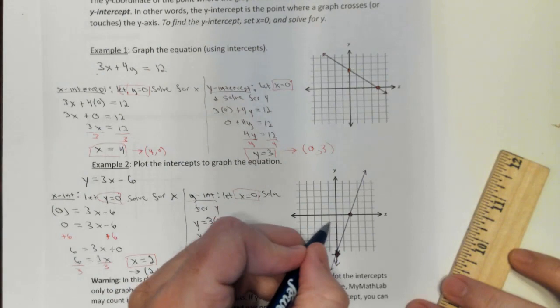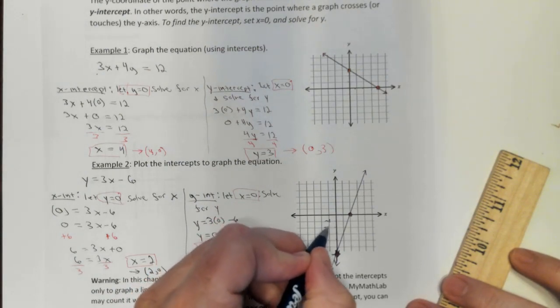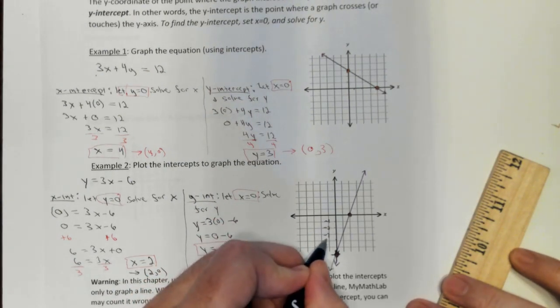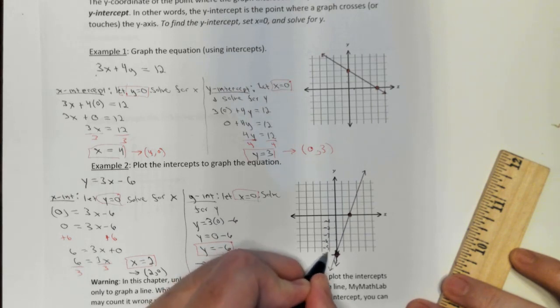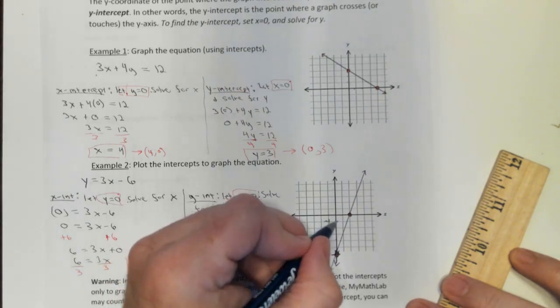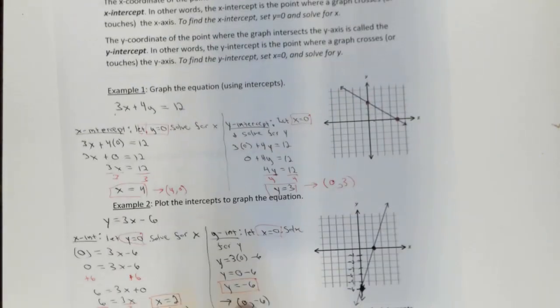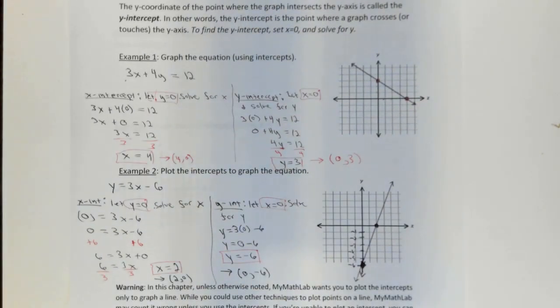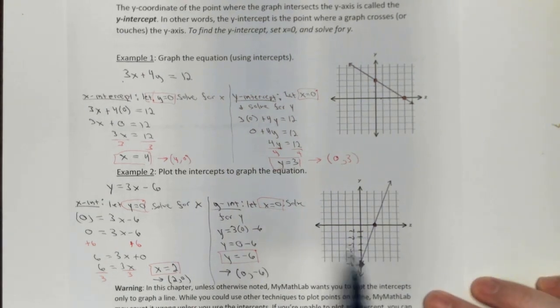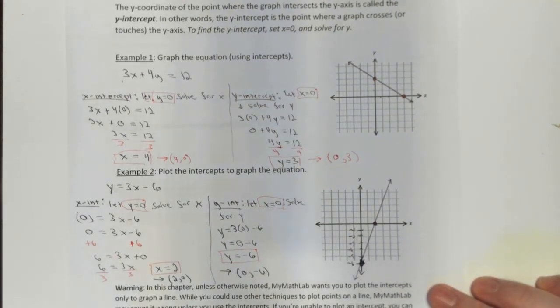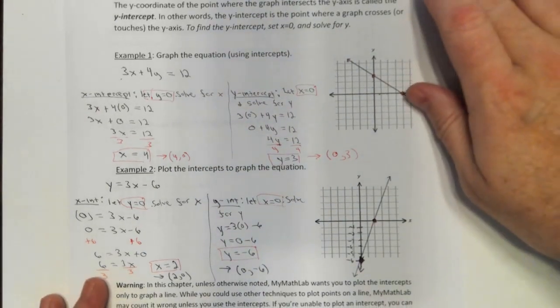So that's minus 1, minus 2, minus 3, minus 4, minus 5, and then this is down here, minus 6. On my math lab, when you plot these points, when you click on the point, it'll show you what the coordinates are. So if you don't have good eyes and you miscount, you can click on the point and it'll tell you what the ordered pair is.